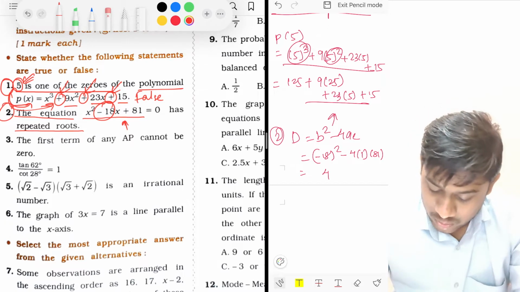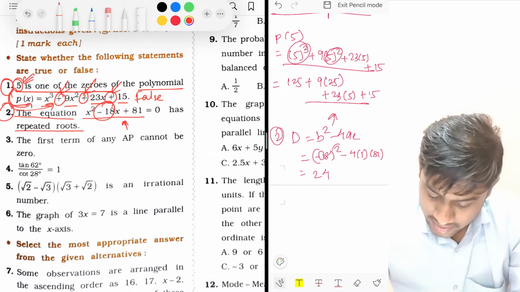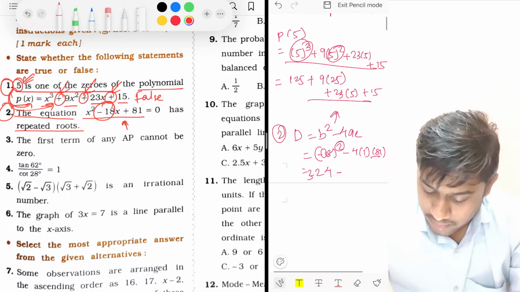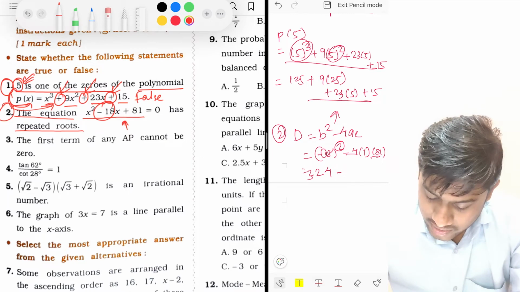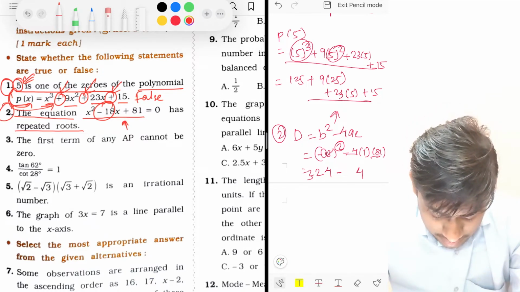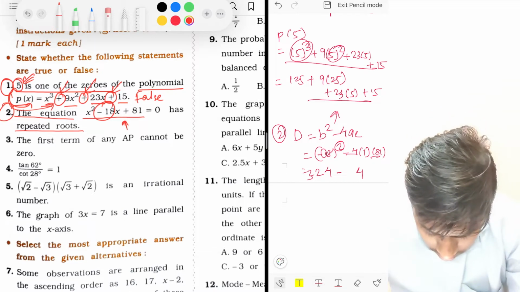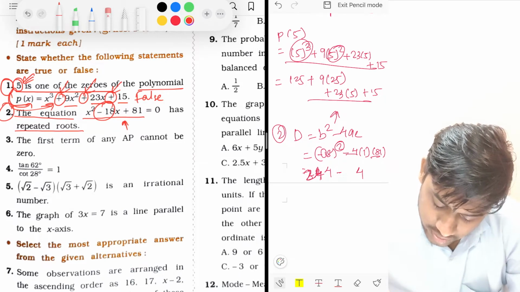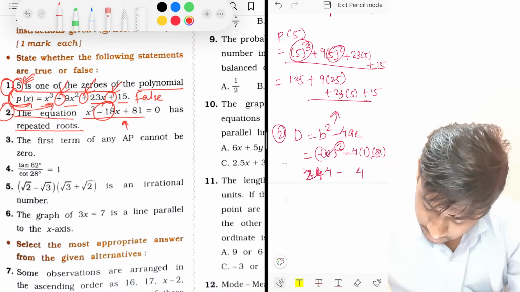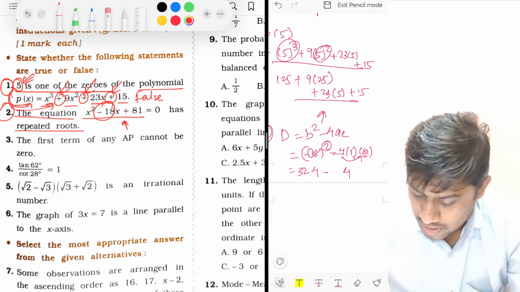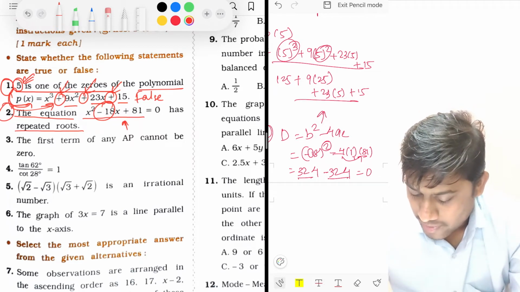So 18 square we have 324, minus 4 times 1 times 81. 4 times 81, 8 4s are 32, so 324. I think I made a mistake there, sorry. So 324 minus 324 we have 0, right?